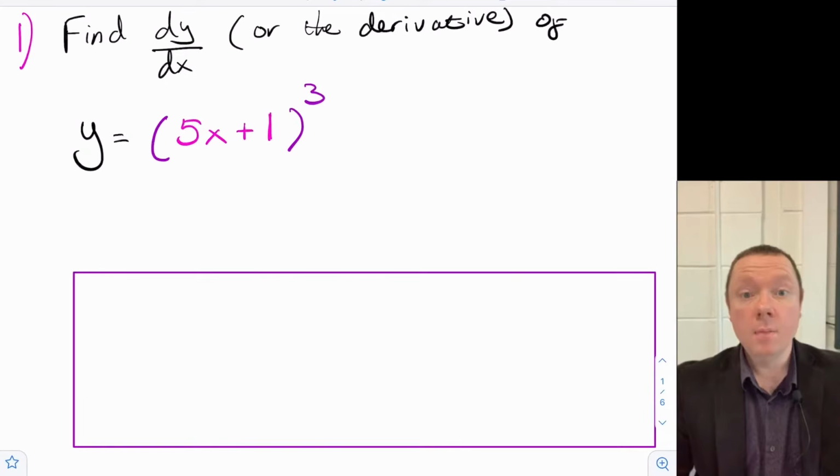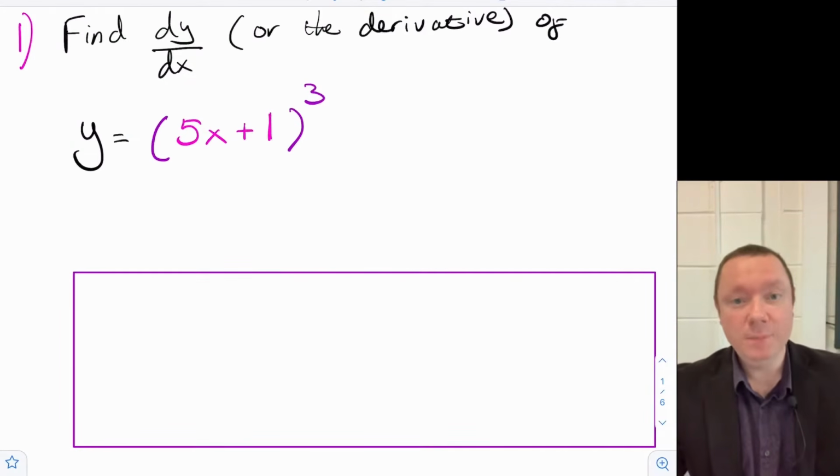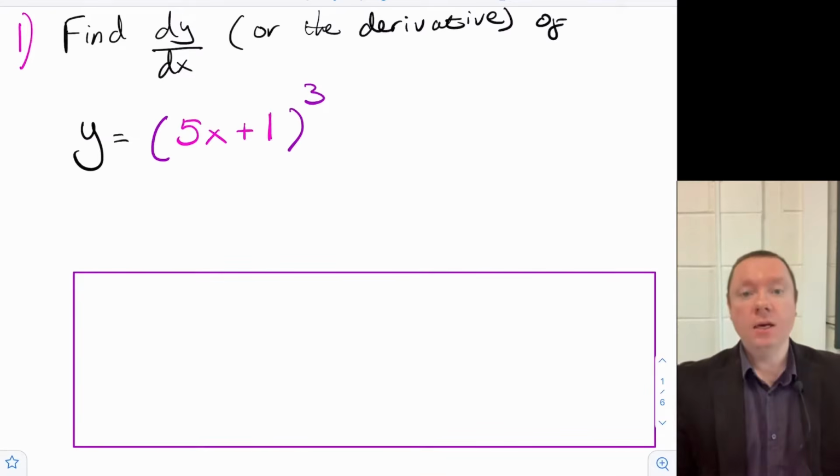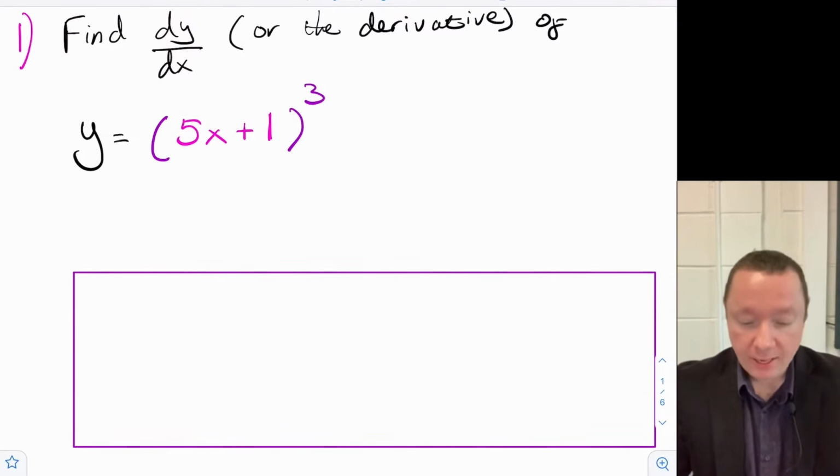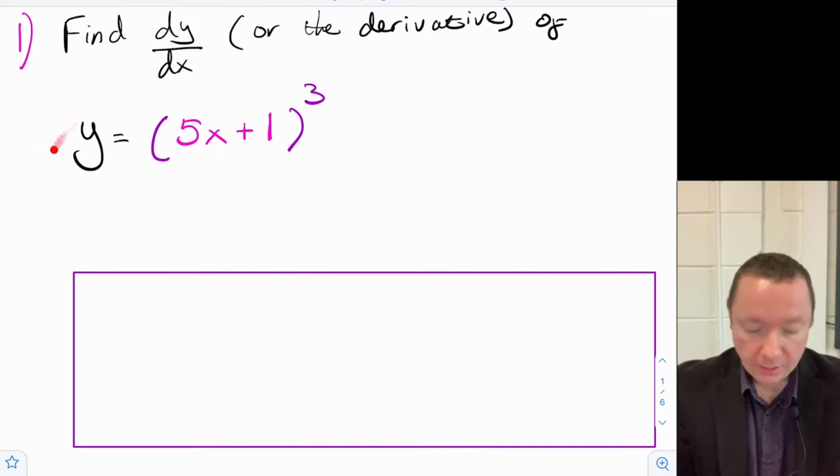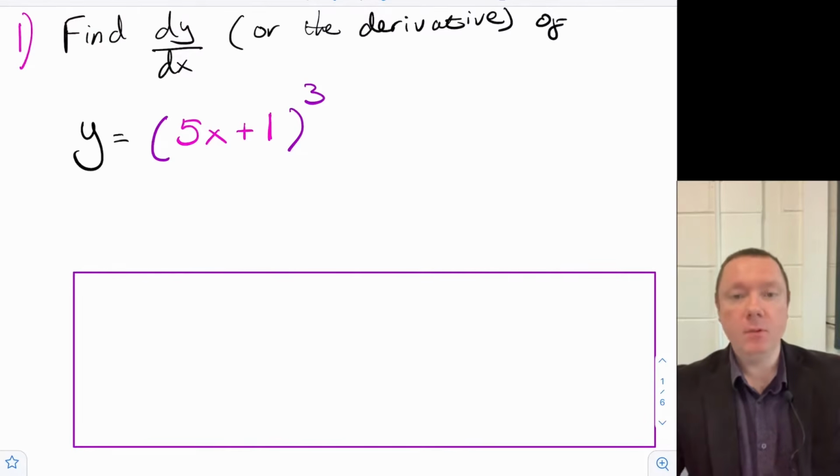That's the Clown here for Clown Maths. Today we're going to do a bit of a deep dive into the chain rule. Let's jump straight in. Find dy by dx of a derivative of, and we've got y equals (5x plus 1) all cubed. Now, you may be wondering, what is the chain rule?